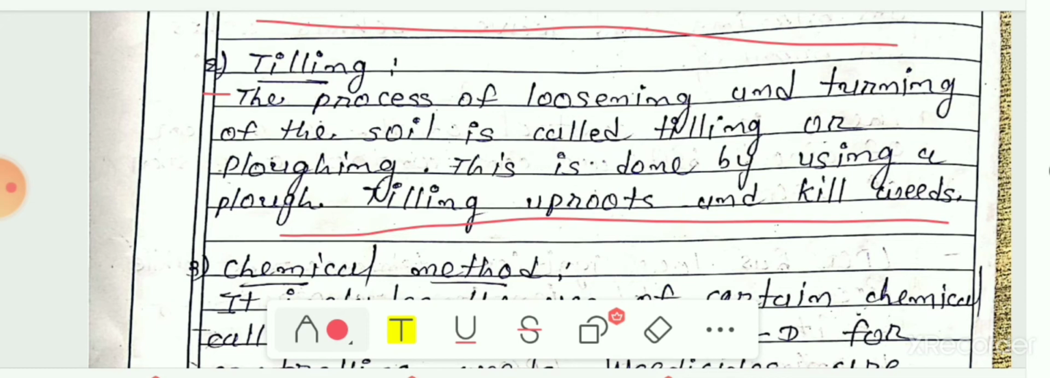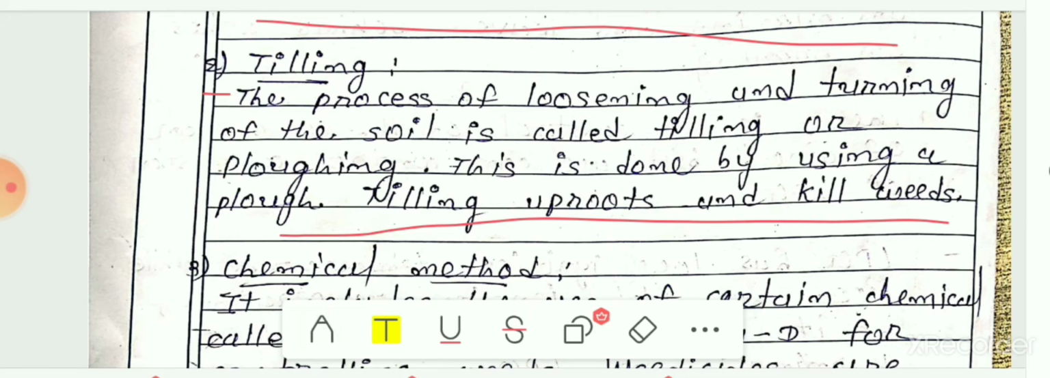So this is what we are doing in tilling: we are loosening the soil or turning the soil. This process is known as tilling or ploughing. And the tool used for that is known as a plough, which is made of iron or wood. The plough is used for tilling, and this method uproots the roots of the weeds, and it can also kill the weeds.